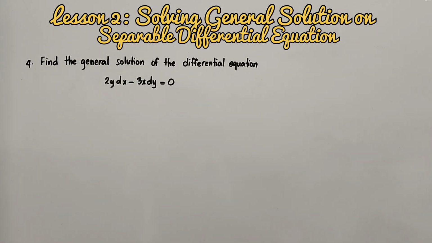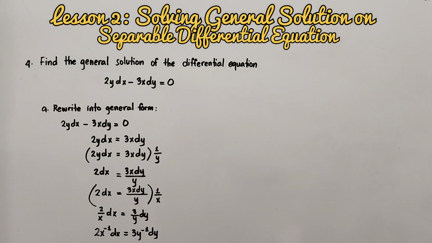We will now find the general solution of 2y dx minus 3x dy equals 0. Let us first rewrite this into general form. We simply get the additive inverse of the second term. That becomes 2y dx equals positive 3x dy. To omit y on the left side, multiply by 1 over y. And that becomes 2 dx equals 3x dy over y. And to omit the x variable on the right, multiply by 1 over x, so we have 2 over x dx equals 3 over y dy.